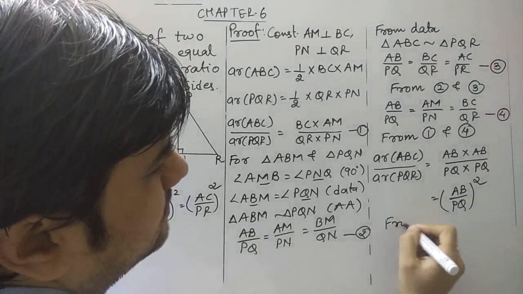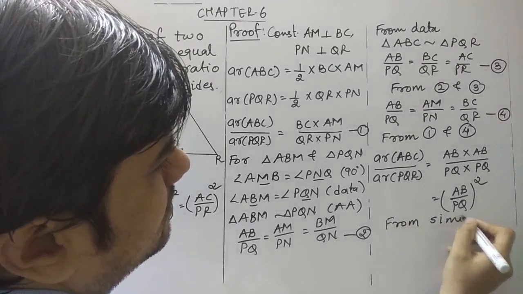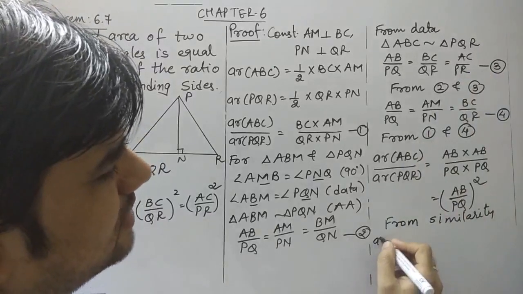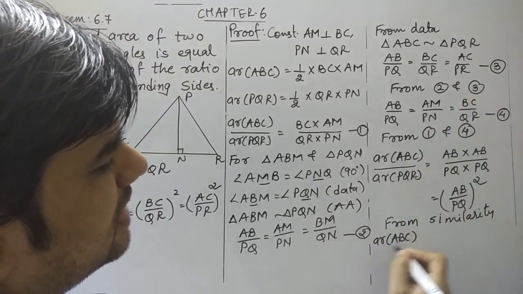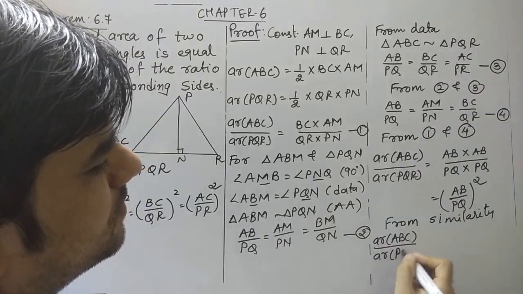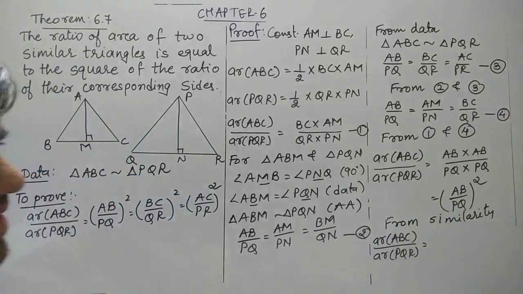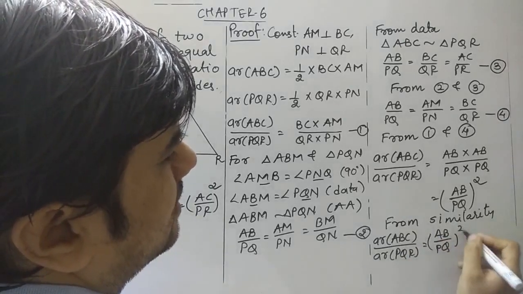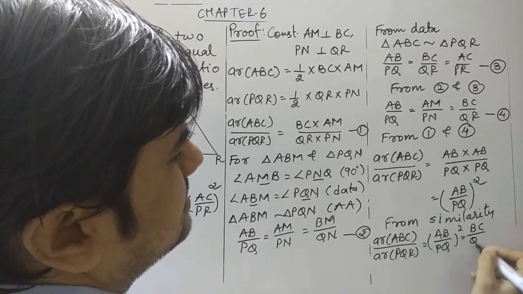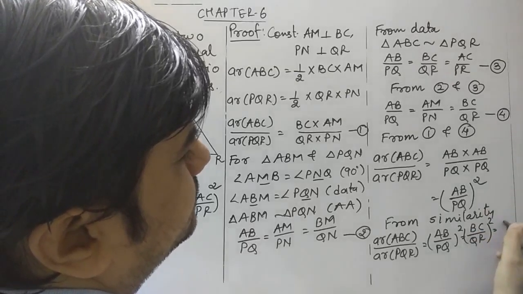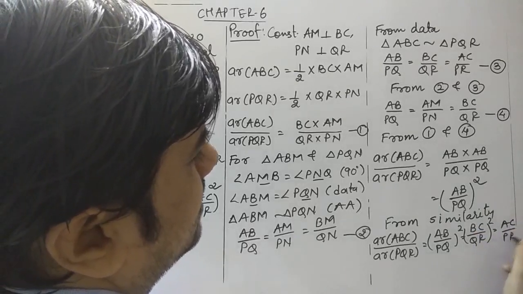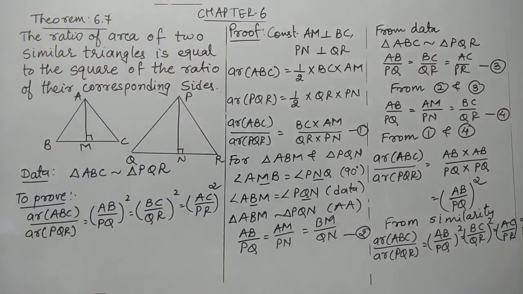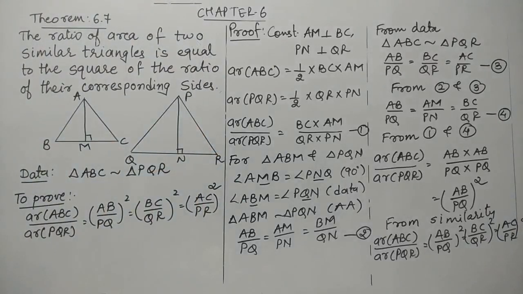Now from similarity, you can also write from equation 3, we can say that the area of ABC upon the area of PQR, that is the ratio of these two similar triangles, is equal to the square of their corresponding sides. Hence, we can say the theorem is proved. It is quite interesting and it is also used to do sums.